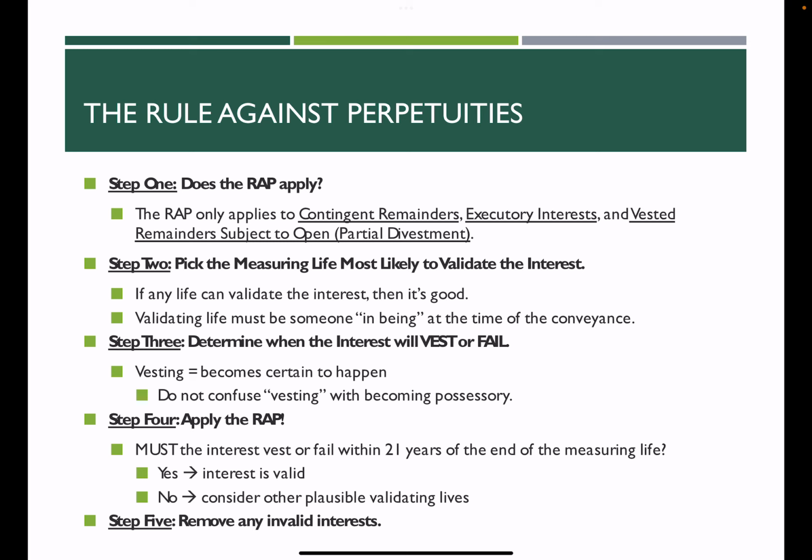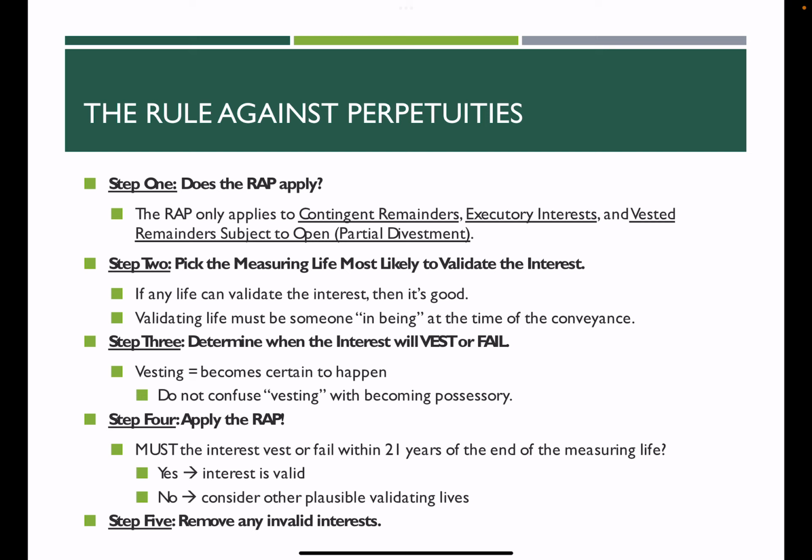Step 2, you pick the measuring life most likely to validate the interests. And if any life can validate the interest, then it's good. As Professor Fagundes mentioned, it can technically be any person, but the rule of thumb here is really to pick someone who has control over the interest. In other words, the person you're choosing should be someone who is mentioned within the hypo.